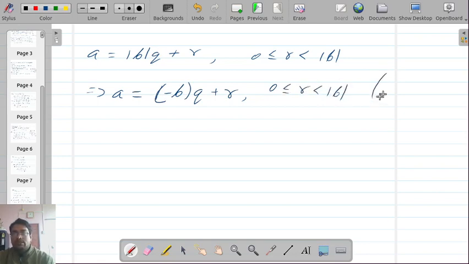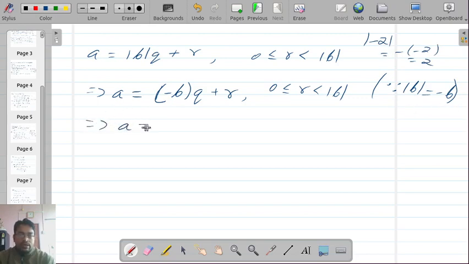Since b is negative, say mod of minus 2, what is that? It is minus of minus 2, so that is 2. Like that, since b is negative, mod of b is the same as minus b, so we have got a equal to b into minus q plus r. So in this case the quotient is minus q, 0 less than or equal to r less than mod b.